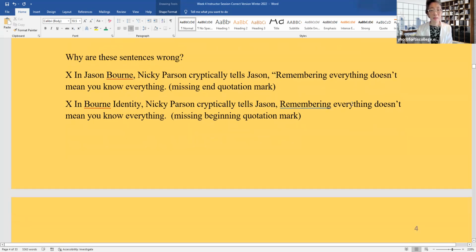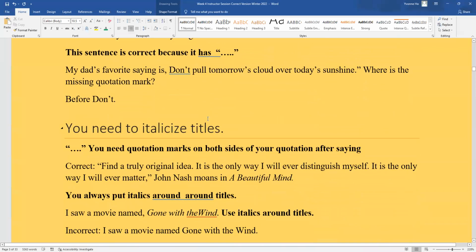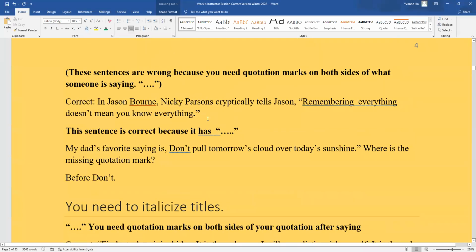This one, there are no quotation marks. It's just missing here and missing here. And therefore the correct answer is in Jason Bourne, Nikki Parsons cryptically tells Jason, and here you have a quotation mark over here and a quotation mark over here. So remembering everything doesn't mean you know everything. So as long as you see the two quotation marks, then that's the correct sentence. When we wanna use the quotation mark, just when we're talking.